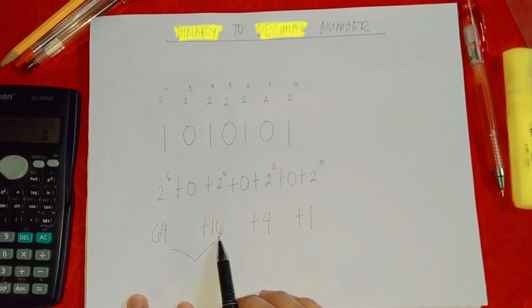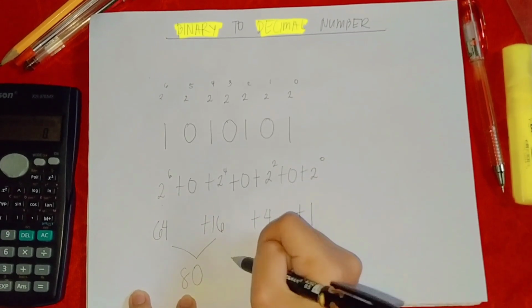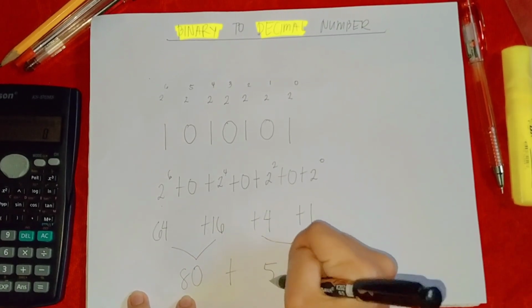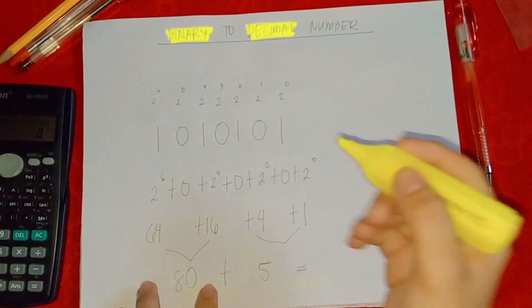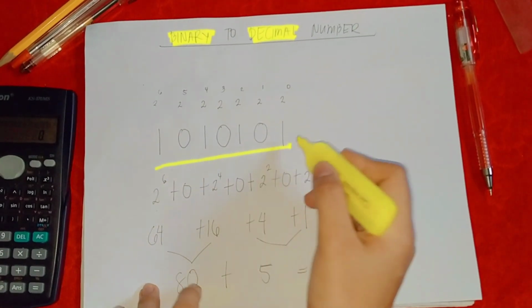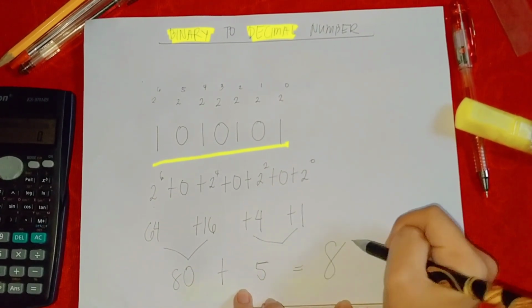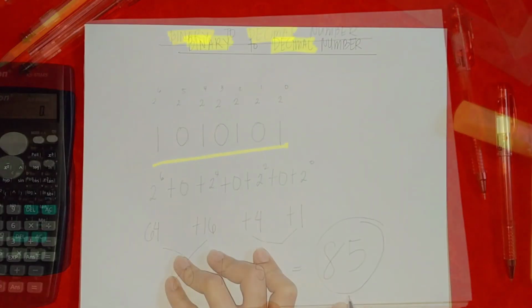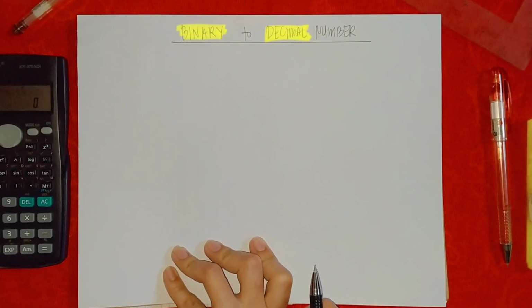64 plus 16 is equal to 80. 4 plus 1 is equal to 5. So therefore, this binary number is equal to 85. So let's proceed to our last example.